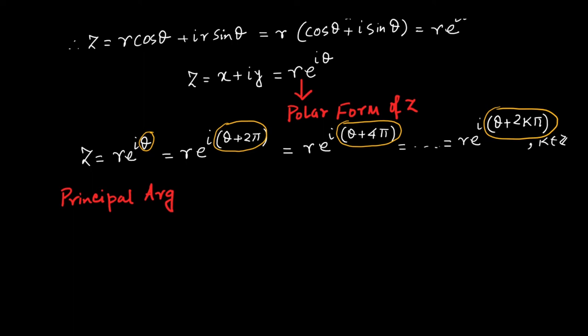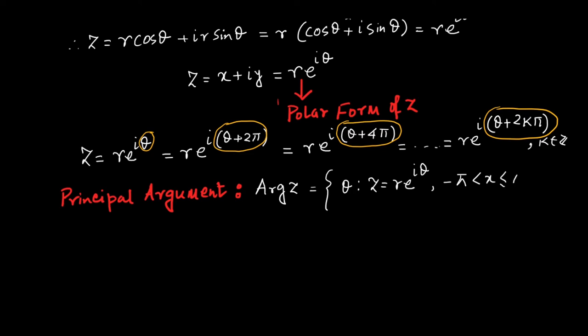The principal argument, which is denoted by Arg z, is that value of theta which is greater than minus pi and less than or equal to plus pi. That means if you write in particular notation, this will be that value of theta such that z equals r e to the power i theta, and this theta lies between minus pi and plus pi.